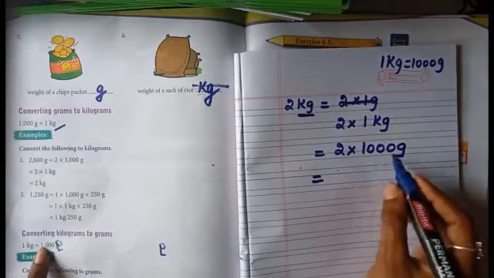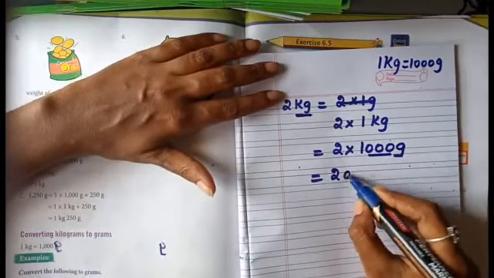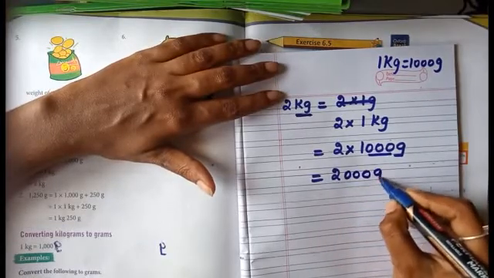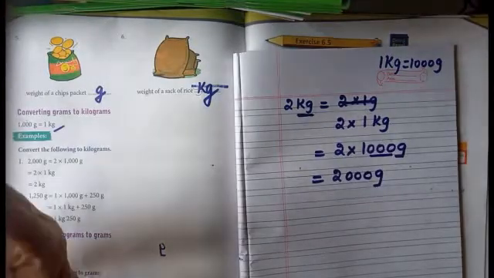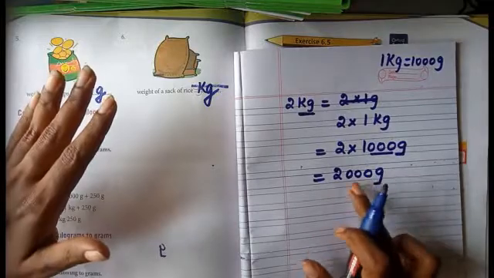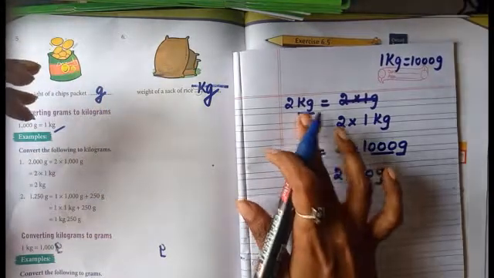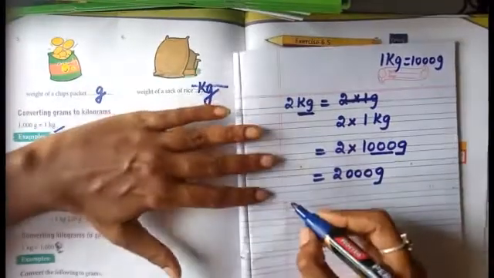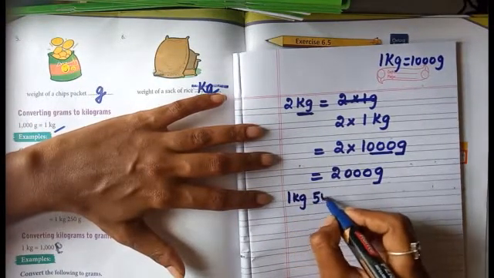Then 2 into 1000, how much? This 2, then these three zeros. 1, 2, 3. So 2000 gram. The answer is 2000 gram. Just write this 2 and these three zeros. Understood?